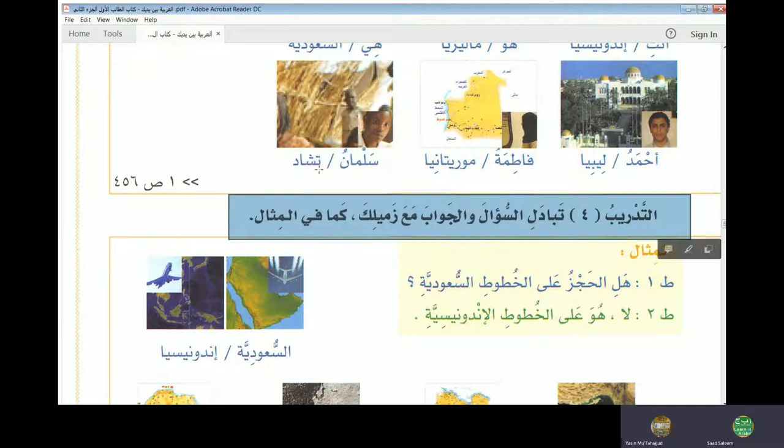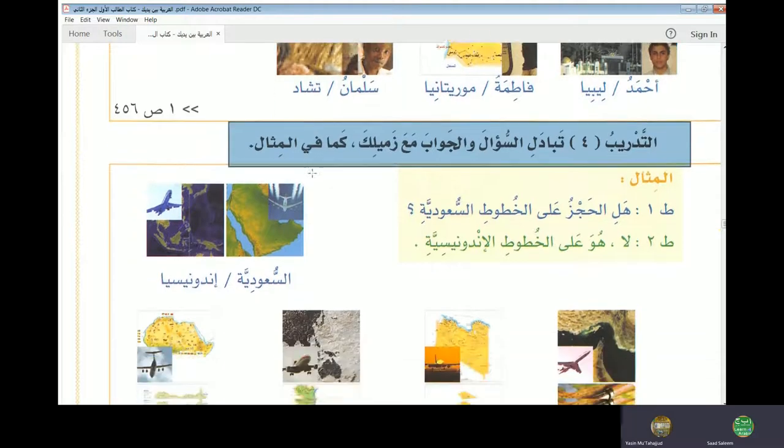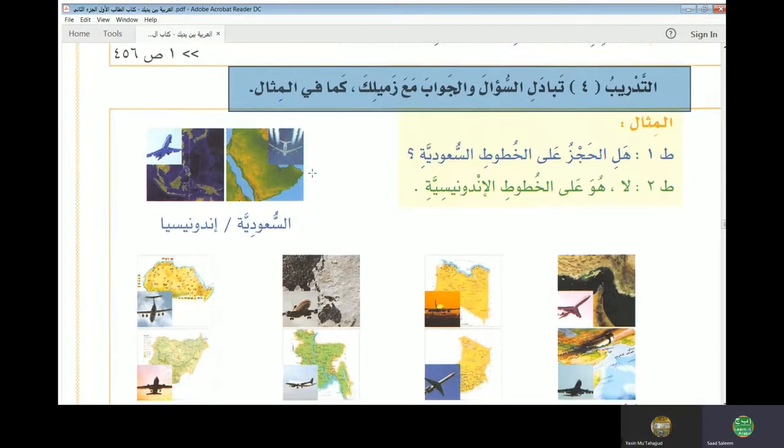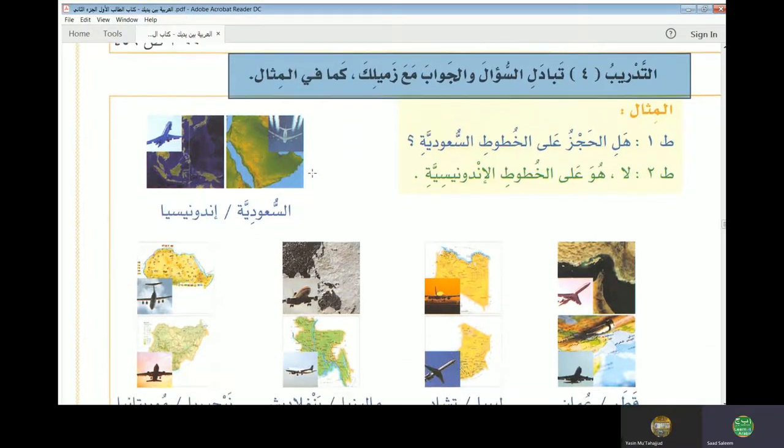Tushad means Chad. It is the name of a country. In English you call it Chad and in Arabic we call it Tushad. Yeah, Tushad.